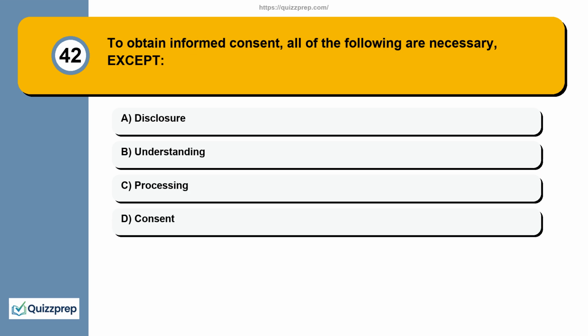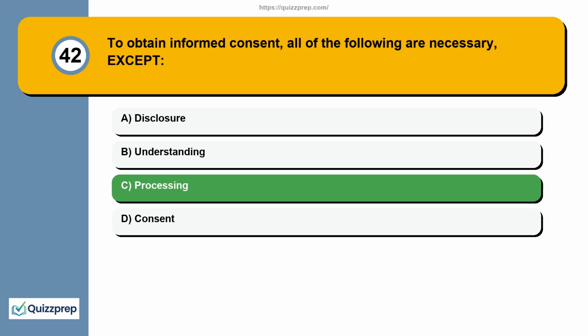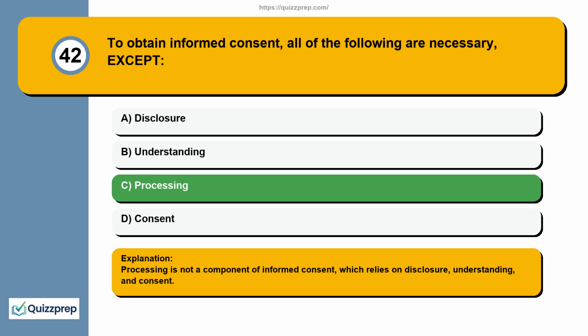Question 42. To obtain informed consent, all of the following are necessary, except: disclosure, understanding, processing, consent. Processing is not a component of informed consent, which relies on disclosure, understanding, and consent.